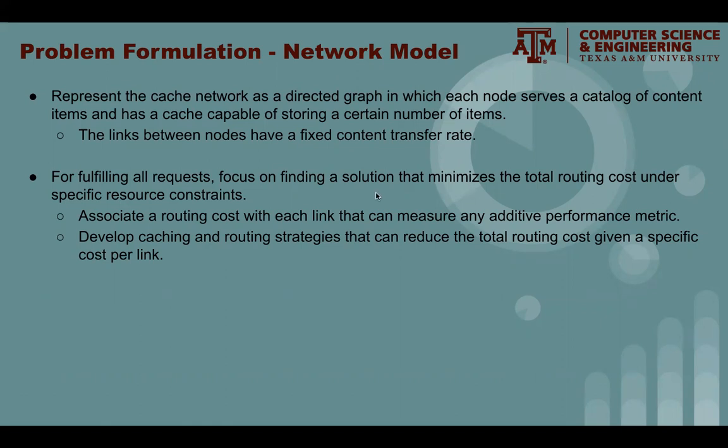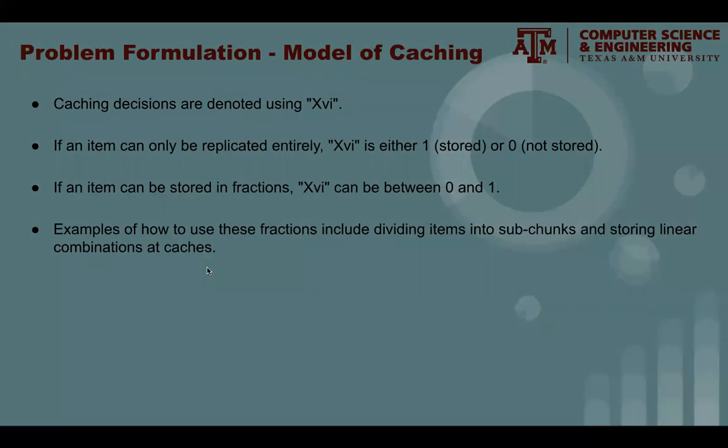And they did 2 points to achieve that. So the first one is to associate a routing cost with each link that can measure any additive performance metric. And the second one is to develop caching and routing strategies that can reduce the total routing cost given a specific cost per link. And next, as we just talked about, the cache network is represented as a directed graph. So based on that graph, caching decisions are denoted using XVI.